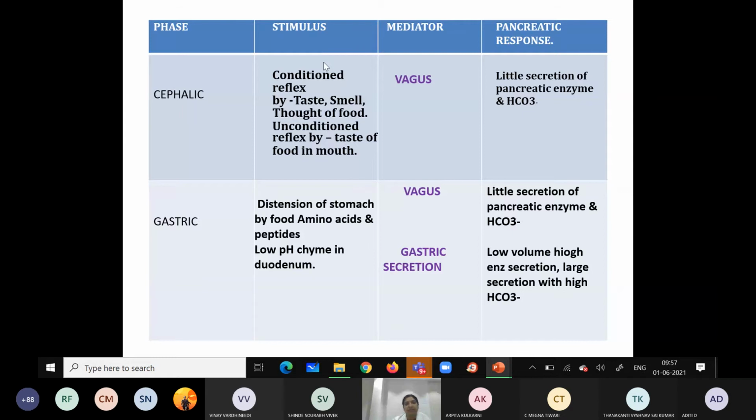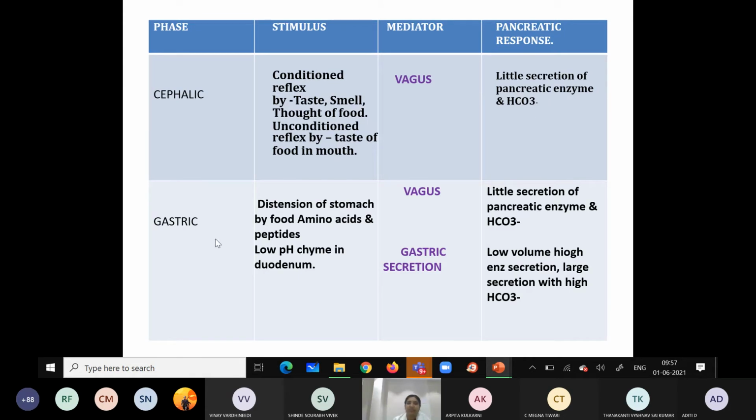Now, if you remember the gastric juice secretion in 3 phases, in a similar way pancreatic juice is also secreted in 3 phases: cephalic phase, gastric phase, and intestinal phase. In the cephalic phase, the stimulus is only the taste, smell, thought of food or chewing. The mediator here is the vagus, and the response is enzyme-rich pancreatic secretion.